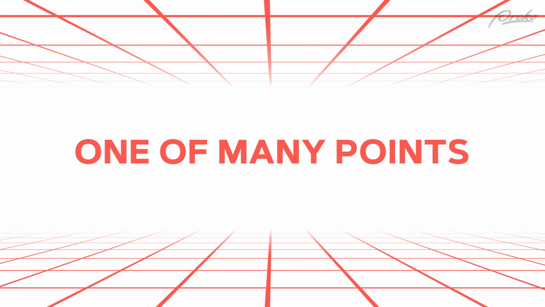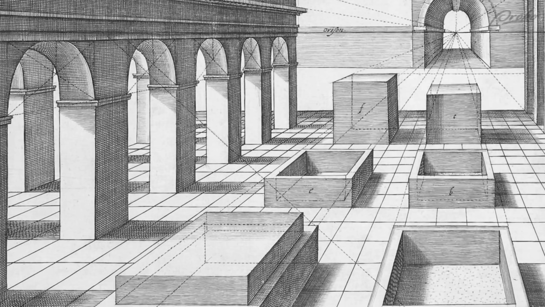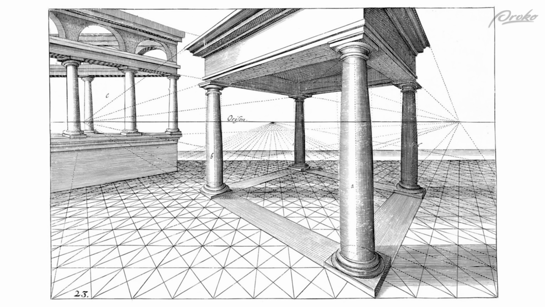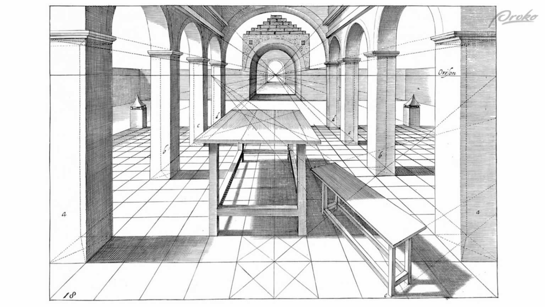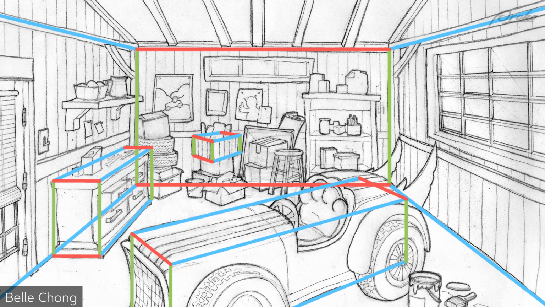1 of many points. It's easy to label a picture as 1, 2, or 3-point perspective if everything lines up just right, but what if it doesn't? Is this picture in 1-point perspective? Is this in 2-point? What about pictures with multiple points?